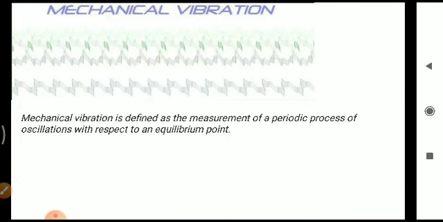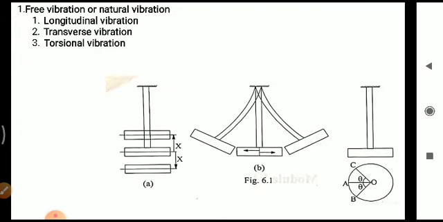A mechanical vibration is defined as a measurement of a periodic process of oscillation with respect to an equilibrium point. Next we will go to the classification of vibration. First, the classification is free vibration and forced vibration. Free vibration is again classified into three types. First is longitudinal vibration, second is transverse vibration, and third is torsional vibration.